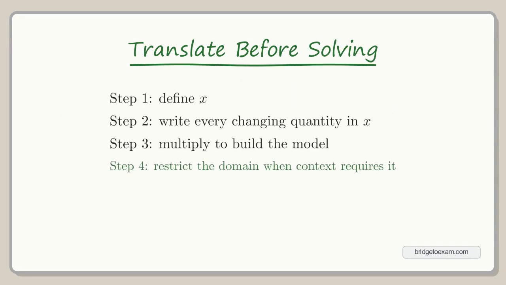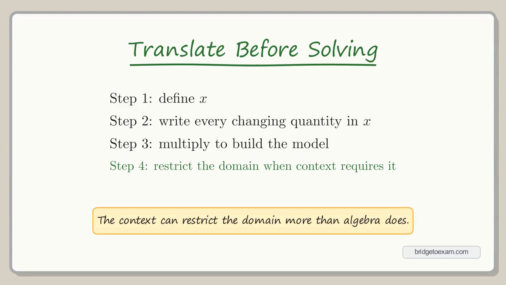Polynomial models appear when quantities multiply. Area multiplies 2 dimensions, volume multiplies 3, and revenue multiplies price by quantity. The main skill is translation. Define the variable, rewrite every changing quantity using that variable, then build the polynomial.